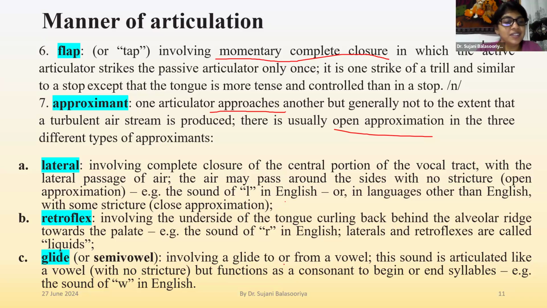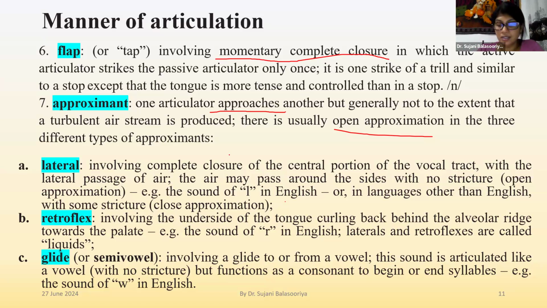Sorry for the interruption. Right, the third category of approximant: glide. Glide, that you already know, is called the semivowel. Another name for a semivowel is glide. It involves a glide to or from a vowel. It is articulated like a vowel, but functions as a consonant. That is why we call it semivowel. It begins or ends syllables, for example, "were" and "year". There are two glides, right?